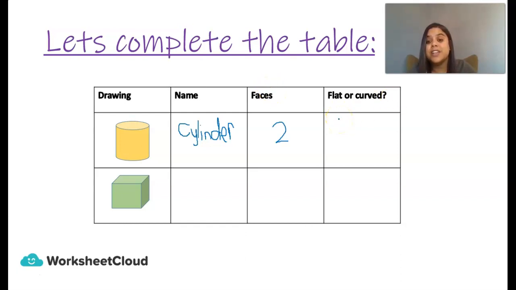And does the shape have flat or curved surfaces? So we'll write that they have flat and curved surfaces. Because it has the two flat surfaces, the faces, and then it has the curved surfaces around the side over here. Then a cube is my next one. So I hope that you remember that that is a cube.